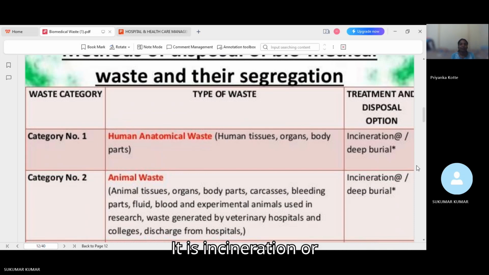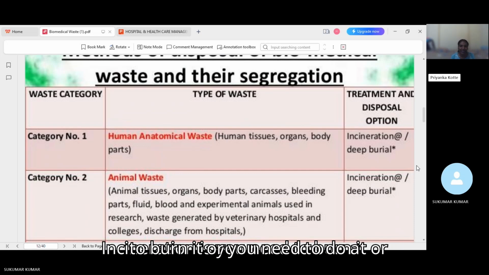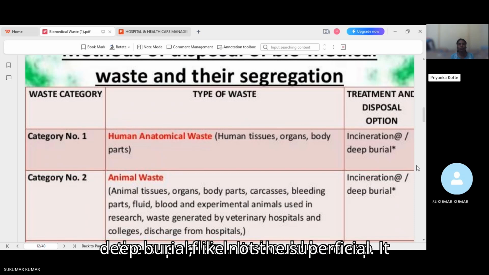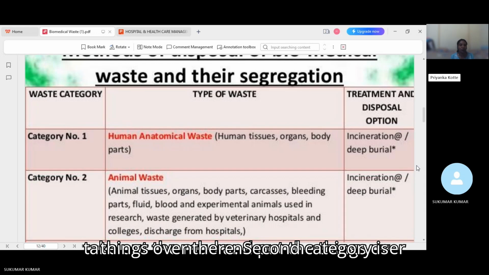It is incineration or deep burial. Incineration is you need to burn it, or you need to do a deep burial, not the superficial, it should be deep burial, where you take out the mud and bury the things over there.